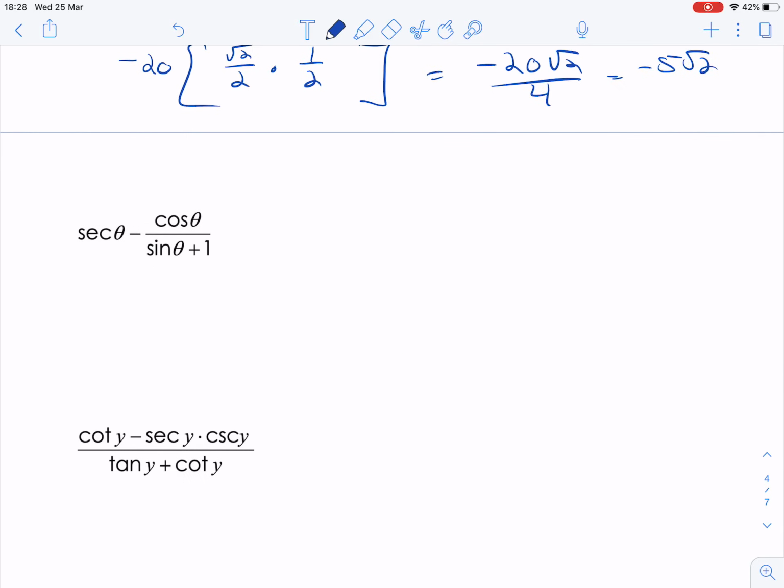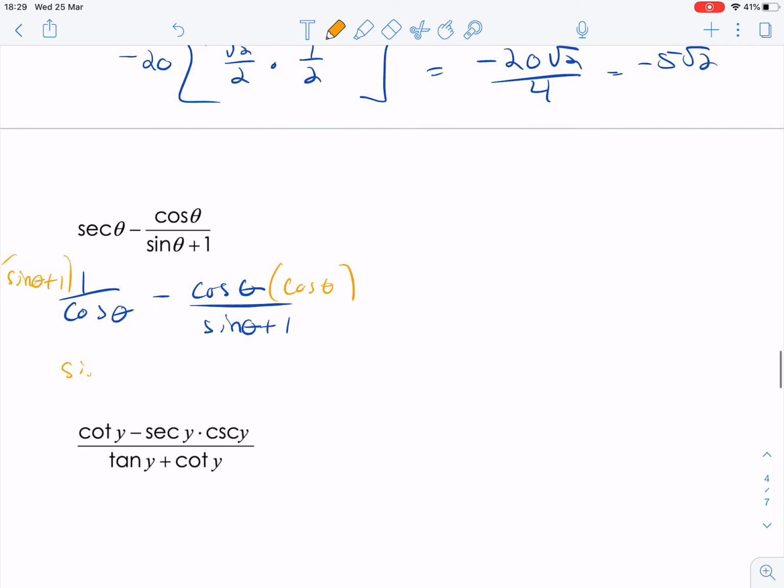All right, here we go. These are fun. More my kind of style here. So cosine of theta minus cosine of theta over sine of theta plus 1. Get a common denominator here. Multiply by sine of theta plus 1. Multiply by cosine of theta. We get cosine of theta times sine of theta plus 1 minus cosine squared of theta all over cosine of theta times sine of theta plus 1.